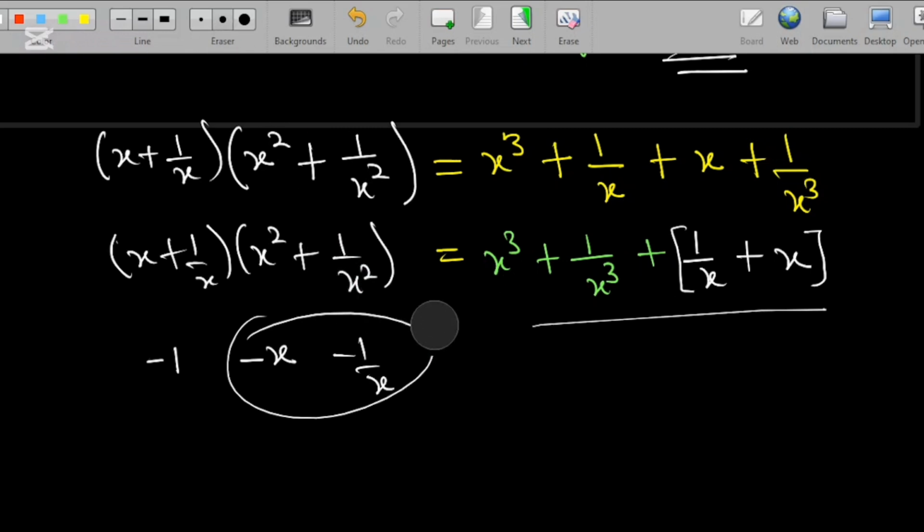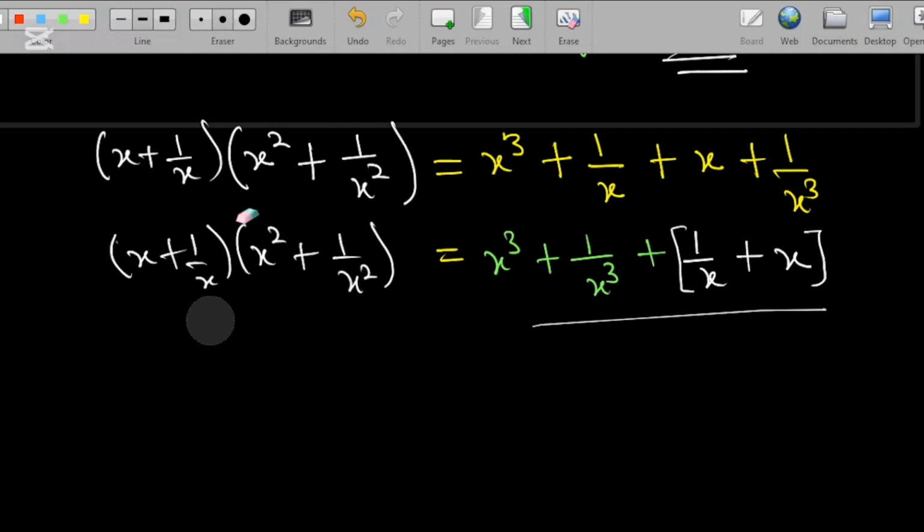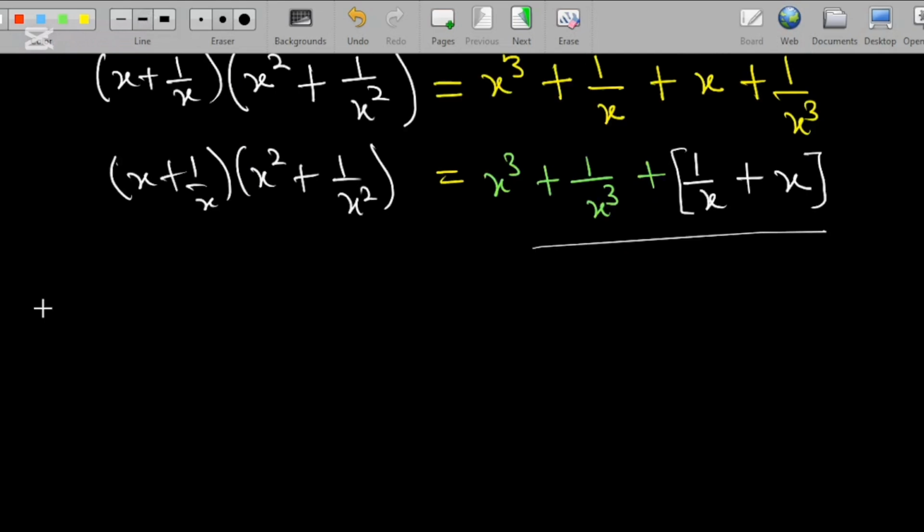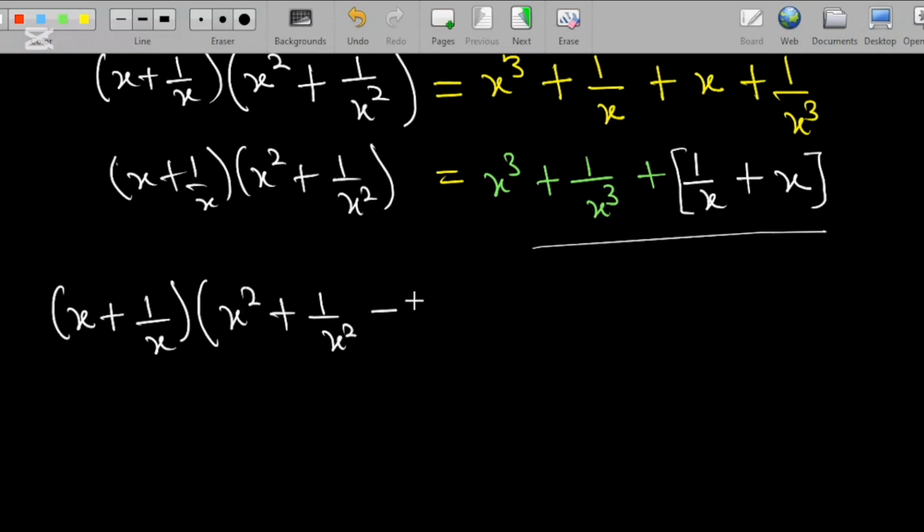So I am going to bring in minus 1 into the bracket of the second. So see what I am saying. So what I'm supposed to now have is x plus 1 over x into the bracket of x squared plus 1 all over x squared, then minus 1. So this is enough to help me get only this. Now watch the expansion. Let's do it now and see what that is going to give us.